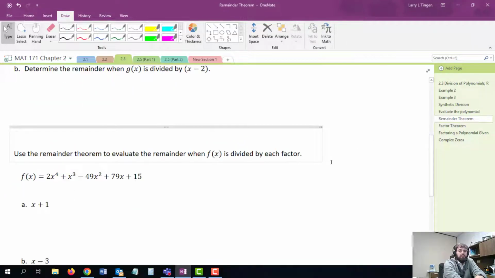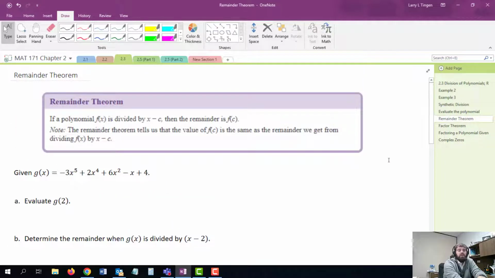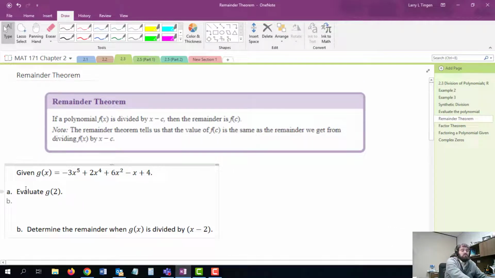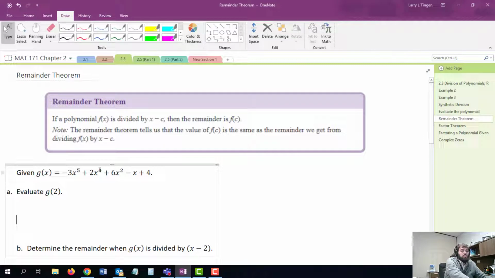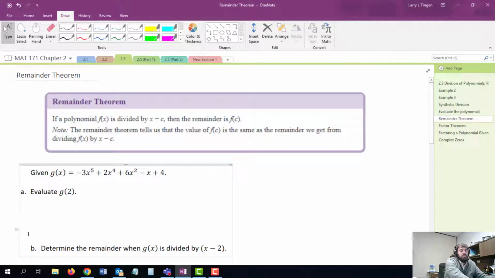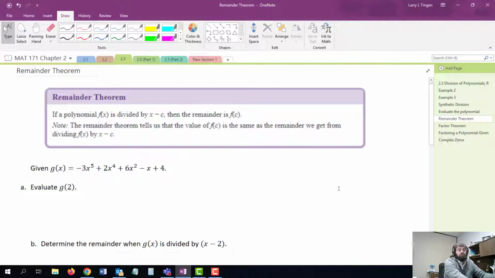And the reason for that is the remainder theorem. The remainder theorem gives a rule to what we just saw, this pattern. If a polynomial f of x is divided by x minus c, the remainder is f at c. That means the remainder is the same as the value that the polynomial returns if you plug c into it. So let's do one more.